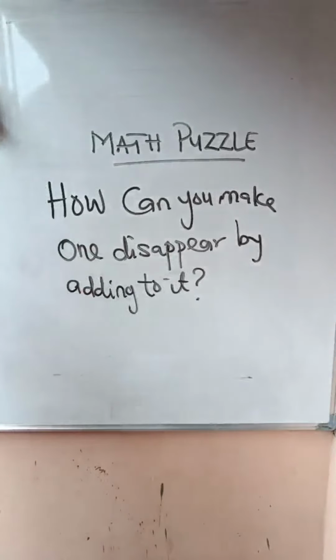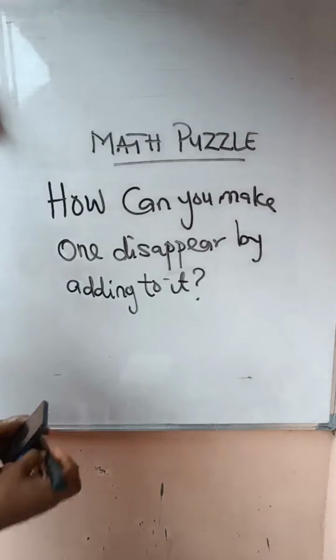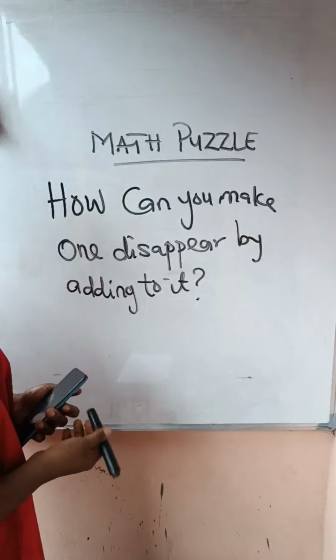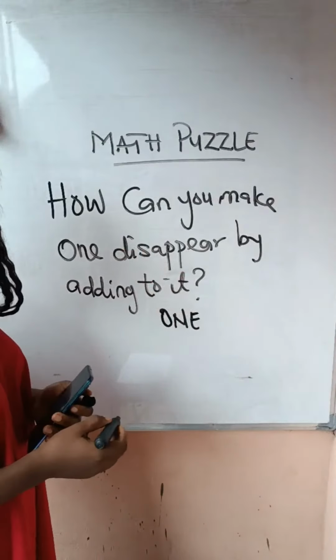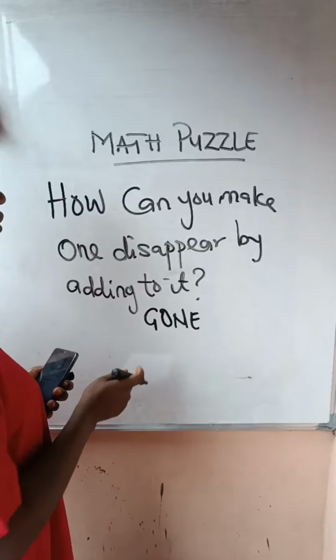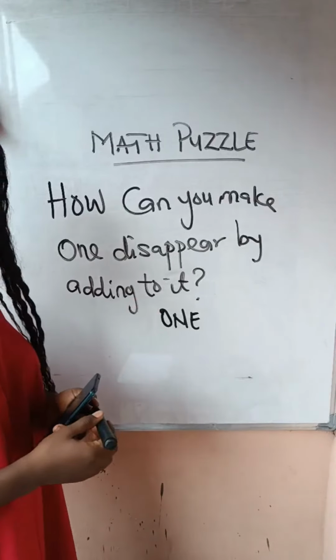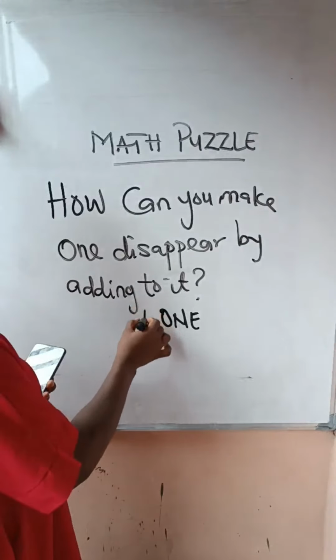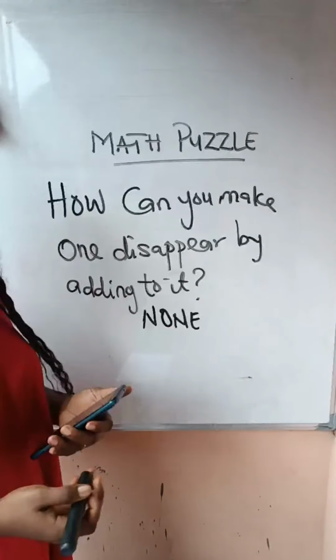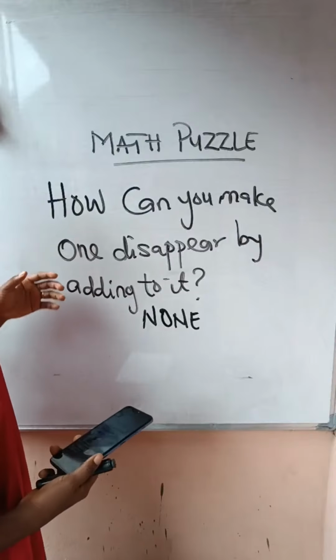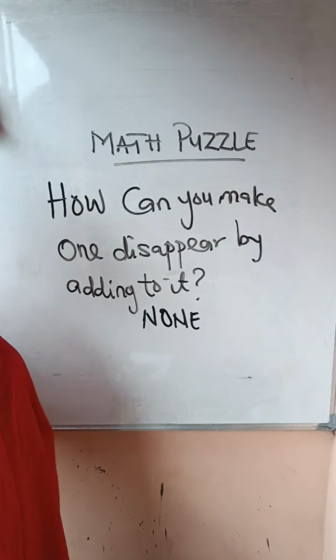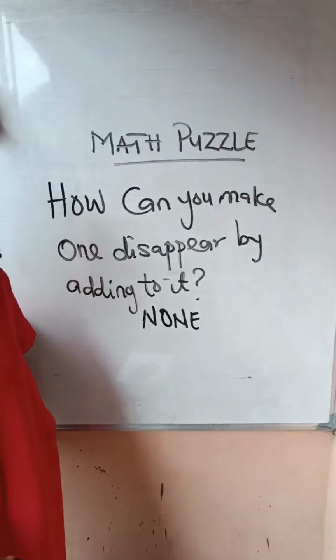All right, now let's answer this together. So how can you make 1 disappear by adding to it? Now this is 1. So to make it disappear, you add g. This will make it gone. Jugu said you can also add n, and that makes sense. Now we make it none. So that is by adding n or by adding g.